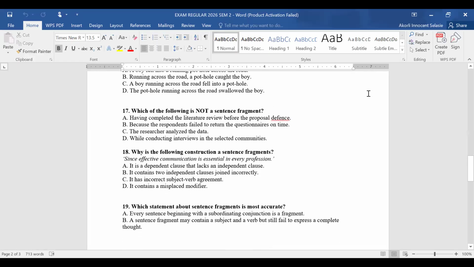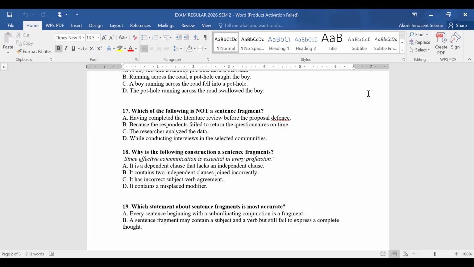Okay, number 17. Which of the following is not a sentence fragment? Now, when you say, when a question reads as which of the following is not a sentence fragment, it means that 3 of them will be sentence fragments. Let's continue, please.